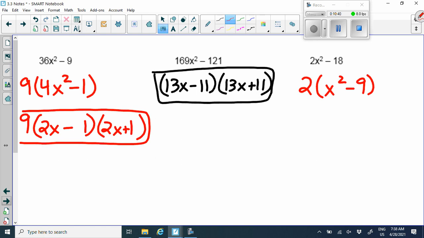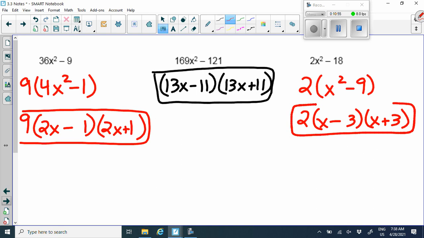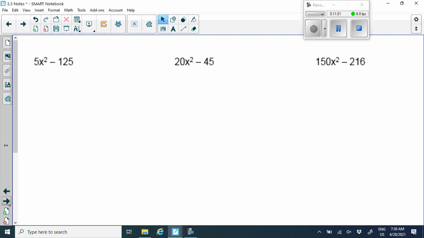Okay, now we can go ahead. X squared minus 9, that's the difference of squares. So I break down my 2, do 2 sets of parentheses. I do x and x. I take the square root of 9, so I have 3 and 3, 1 minus, 1 plus. And there's my factorization there. Okay. I would like you guys to go and pause the video and try these last 3 here.